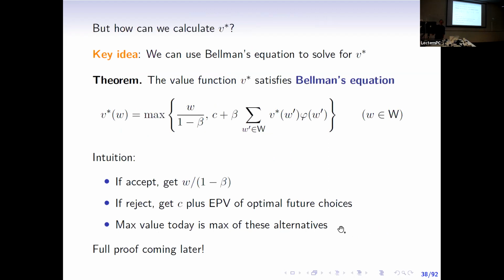Okay, so what we've said so far is that if we know V star, then we know how to act in an optimal way. So all that remains now is to calculate V star. How can we do that? Well, we use the brilliant ideas of Richard Bellman. In particular, we use the fact that the Bellman equation is going to hold for V star. Put differently, V star is going to satisfy the Bellman equation.